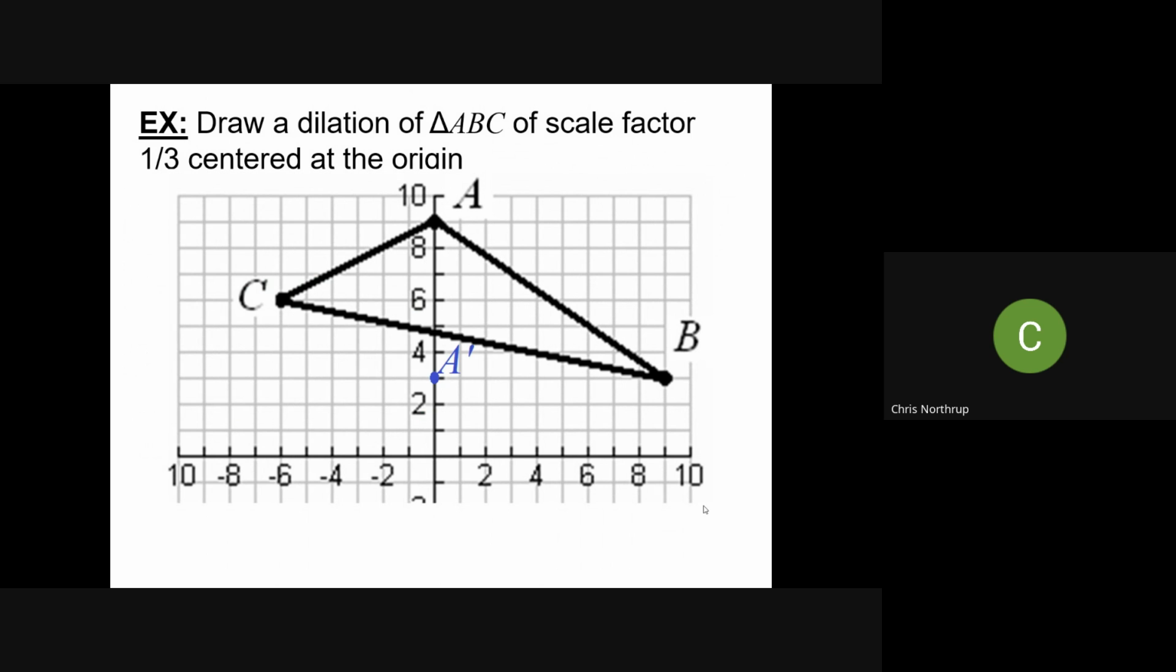And then for B, if I'm over at 9, 3, it's kind of the same thing. If I divide both of those by 3, I end up at 3, 1. And then if I take C, if I divide the coordinates -6 and +6 by 3, I should get -2 and +2. So connect the dots, and there's my image. That's the gist of dilations, and we'll do more of this in class.